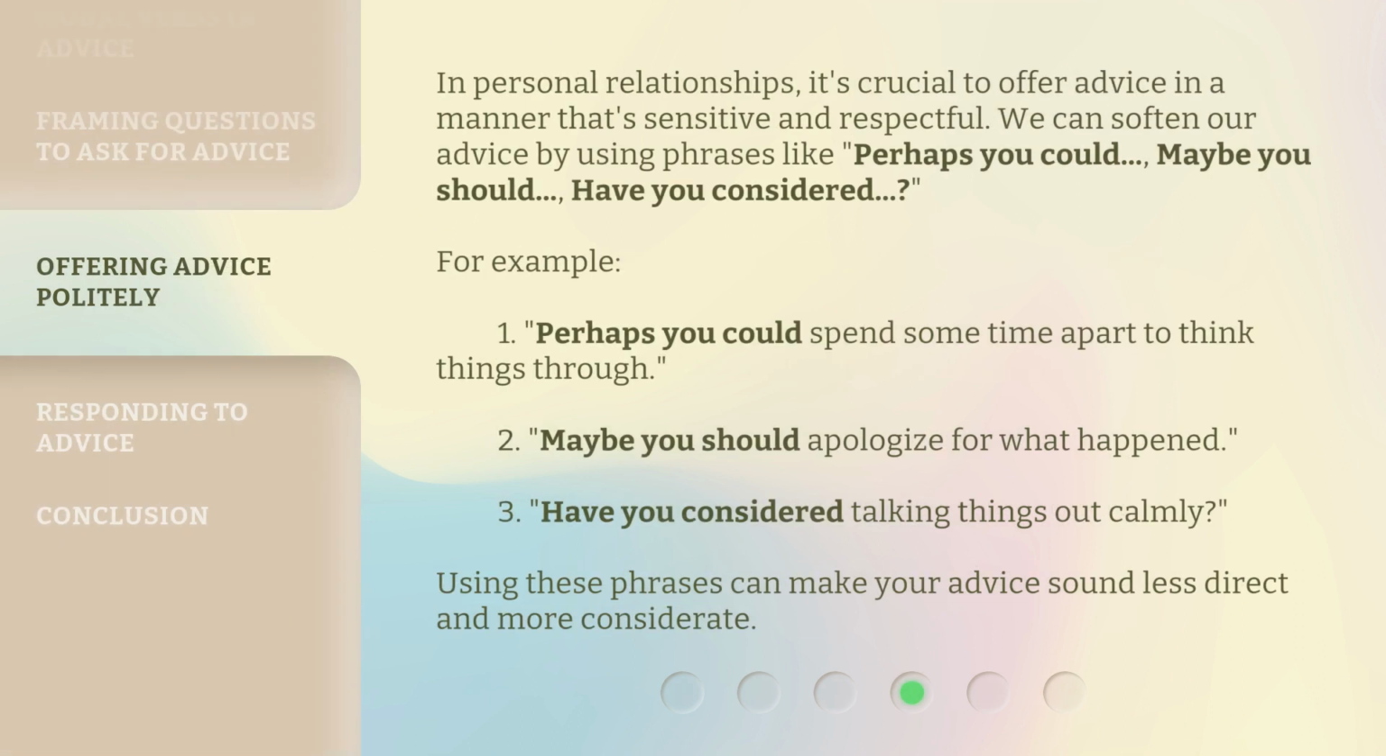In personal relationships, it's crucial to offer advice in a manner that's sensitive and respectful. We can soften our advice by using phrases like, "Perhaps you could," "Maybe you should," "Have you considered?" For example, 1. Perhaps you could spend some time apart to think things through. 2. Maybe you should apologize for what happened. 3. Have you considered talking things out calmly? Using these phrases can make your advice sound less direct and more considerate.